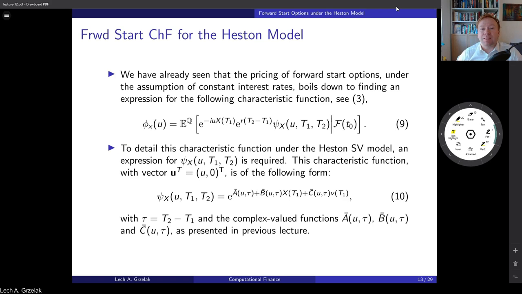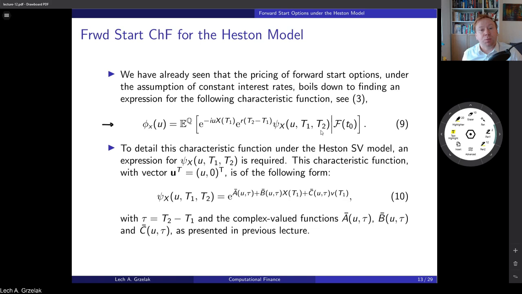Again, as before, the generic forward characteristic function for the forward start option will have the following form. We have an exponent minus iux t1, then a part for the interest rates, and then a characteristic function for process x. Here we see there is u, and we have those two arguments, t1 and t2. So this is the characteristic function from time t1 until time t2. Normally, if we would not consider forward start options, this would be just t0 and this would be t2.